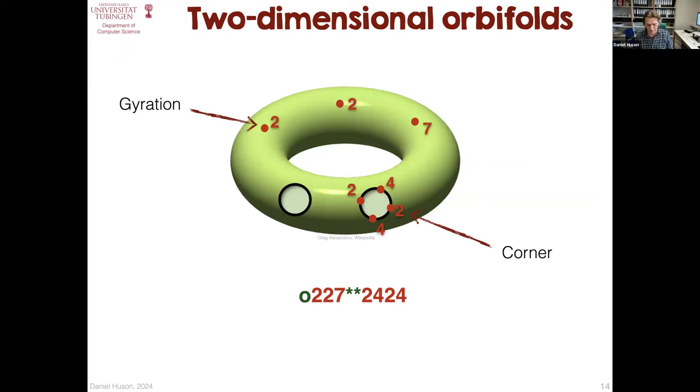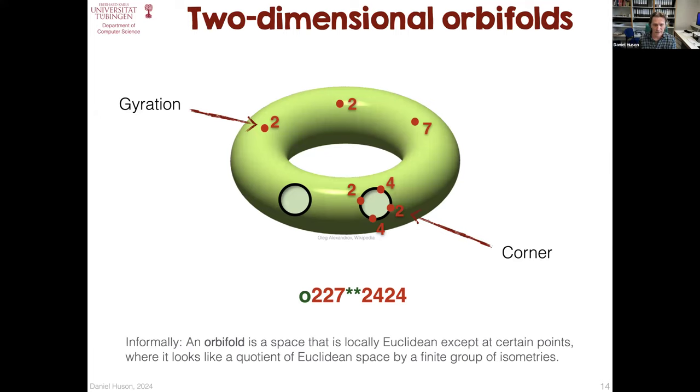There's a bit more to them than just some points. But the main feature is going to be these points, and we're going to call a point a gyration point if it's in the interior of the surface, and a corner point if it's on the boundary. And so an orbifold is a space that looks locally Euclidean, except at these special points where it looks like the quotient of a Euclidean space by a finite group of symmetries. So the gyration points are going to be the centers of rotational symmetry when we get to symmetry groups and so on. They're going to be images of those. And then the corner points are going to correspond to dihedral symmetries, and the boundary component is going to come from mirror symmetries.